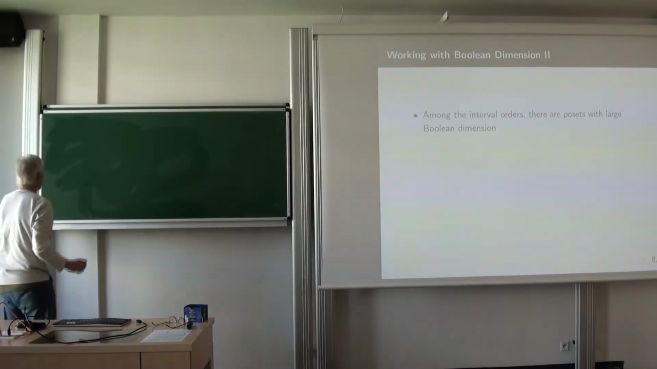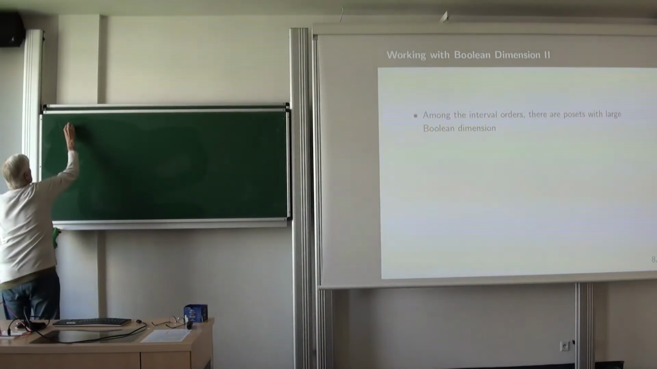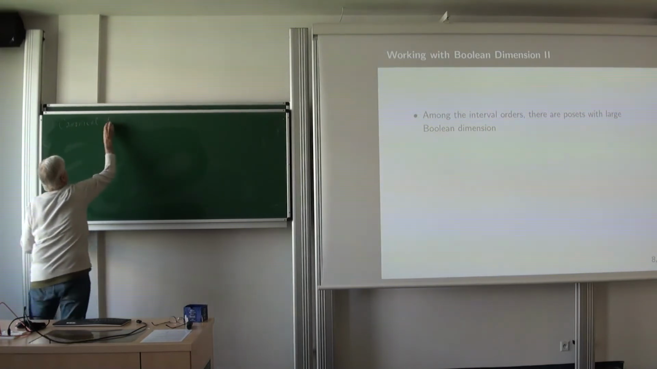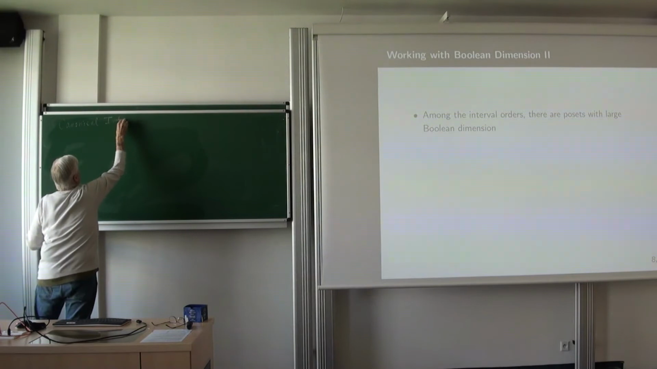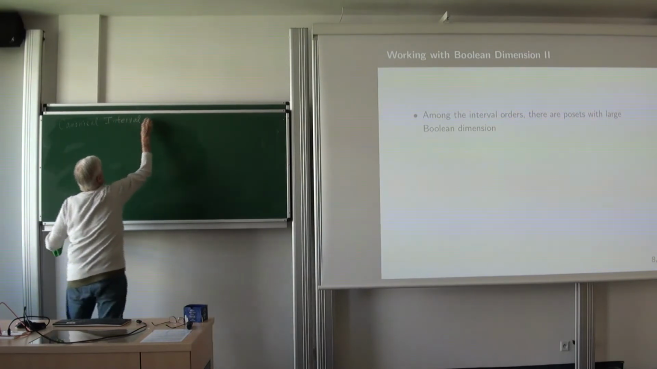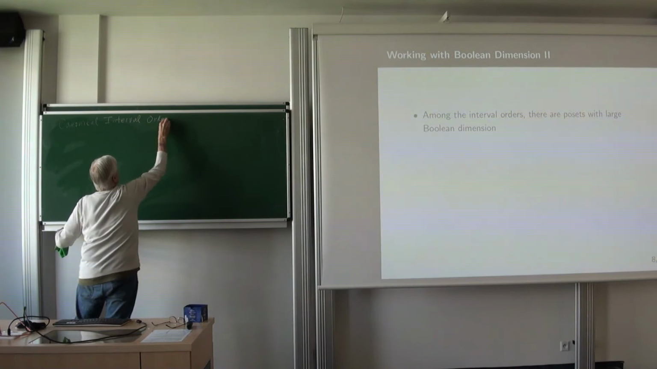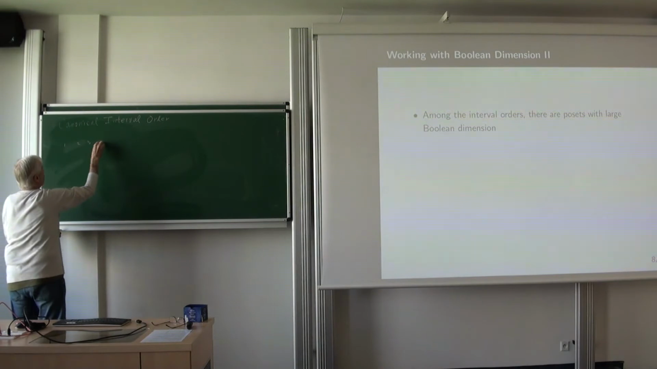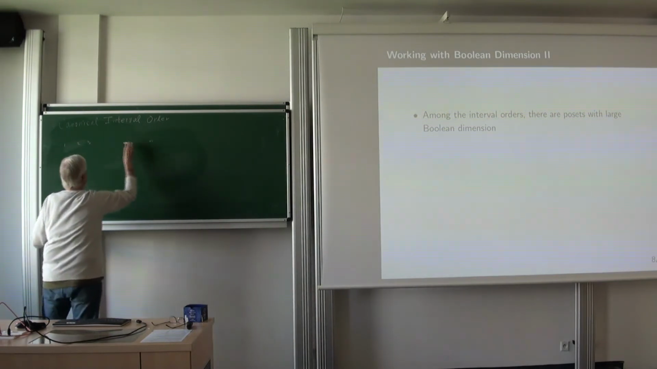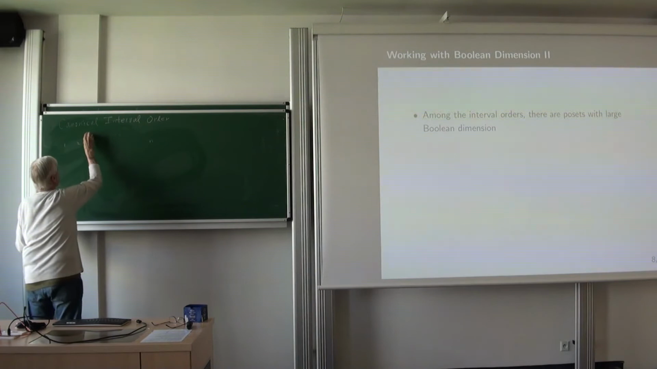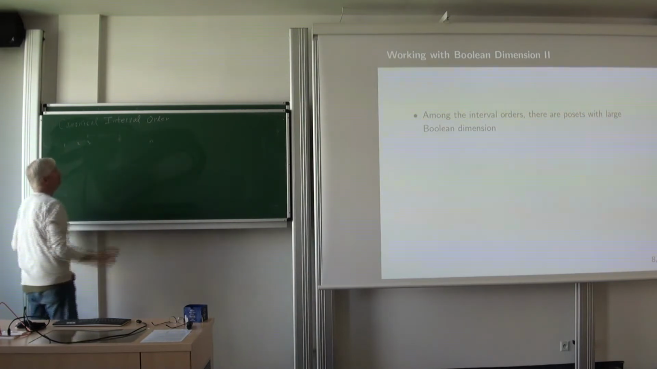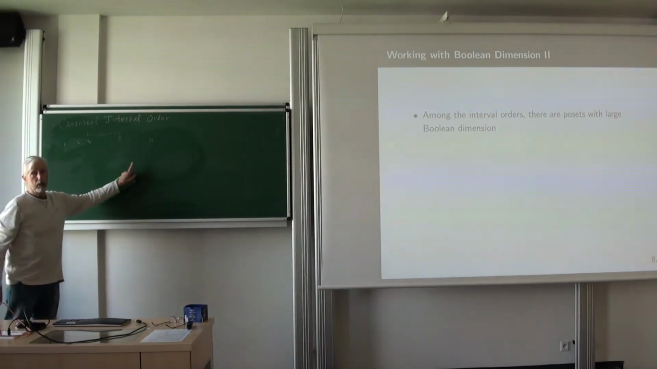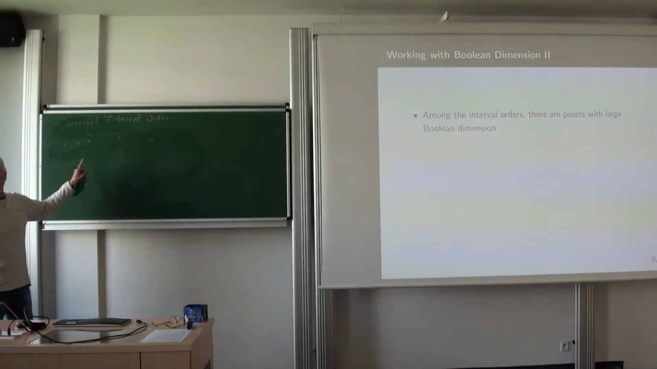So we're going to use this so-called canonical interval order. You have the integers from 1 to n, and then you have all the intervals with integer endpoints. You want to show that when n goes to infinity, the Boolean dimension of this grows with it.